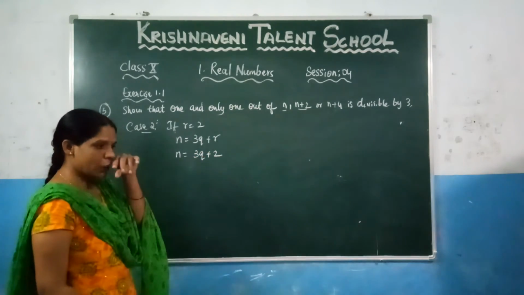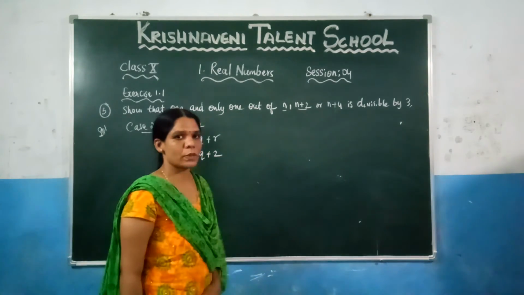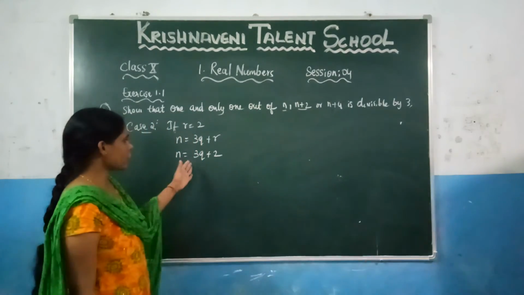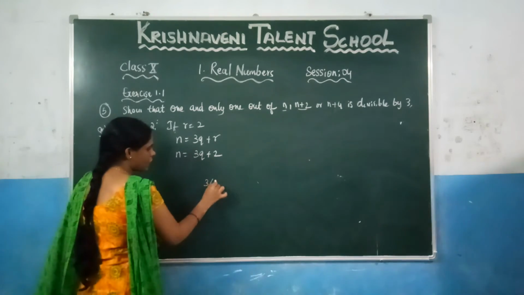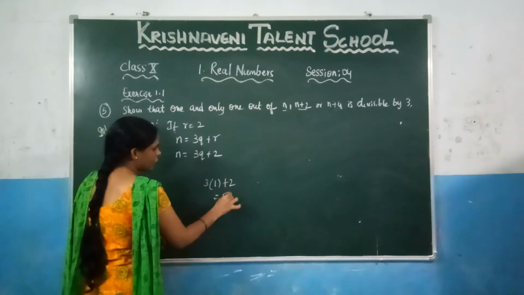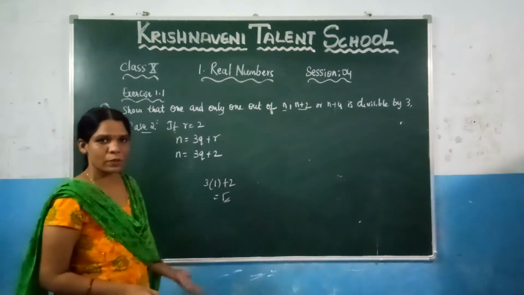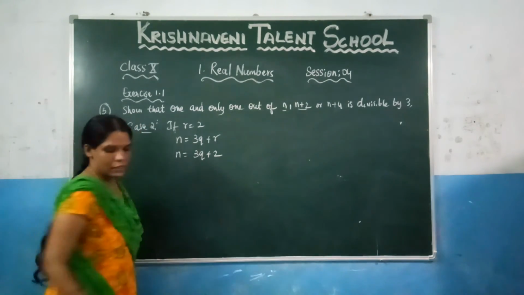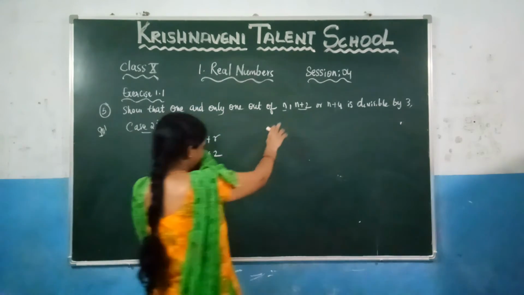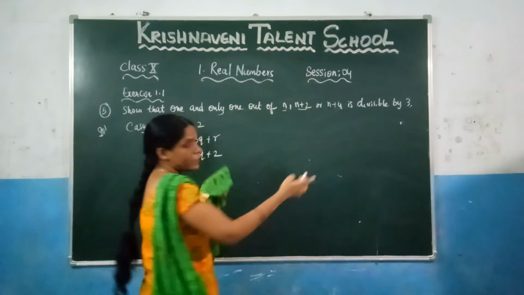Now again you need to check whether n is divisible by 3 or not. Clearly you can observe that n is not divisible by 3, because just substitute q equal to 1. What you are getting here, you are getting 5. You know that 5 is not divisible by 3. Now let us go for n plus 2. Since n is not divisible by 3, let us check whether n plus 2 is divisible by 3 or not.